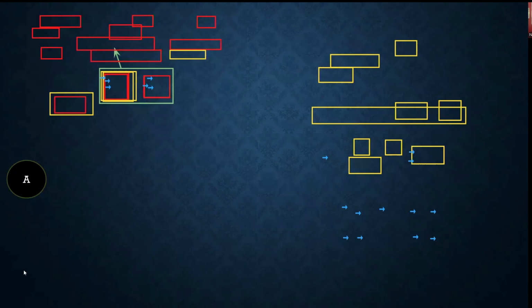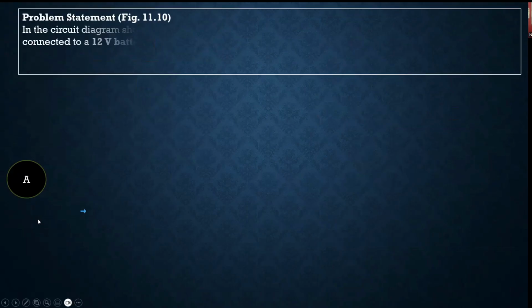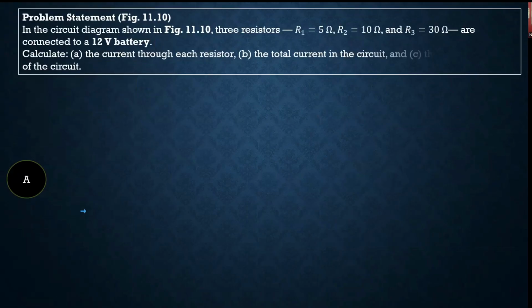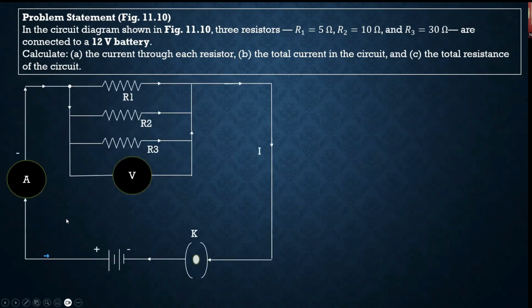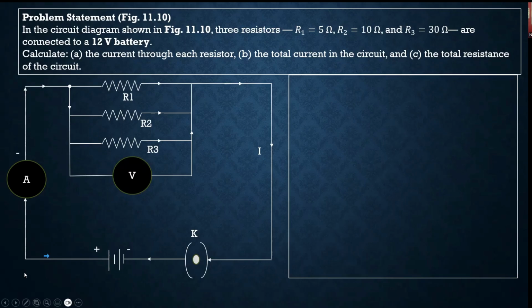So, next problem. The next problem is about three resistors. I will show the diagram as well. This is a parallel circuit. What is given in the question? Three resistors, with values 5 ohm, 10 ohms, and 30 ohms, connected to a battery.